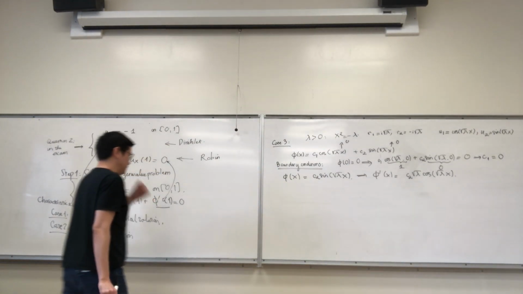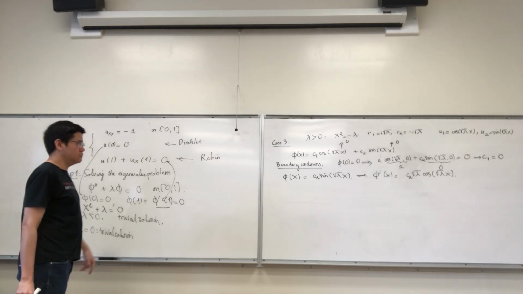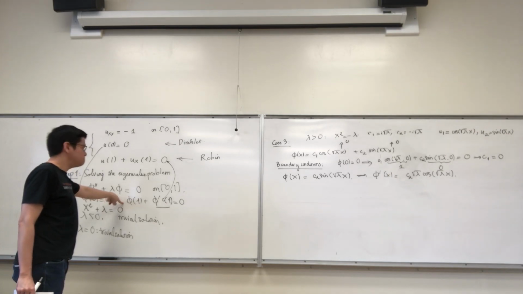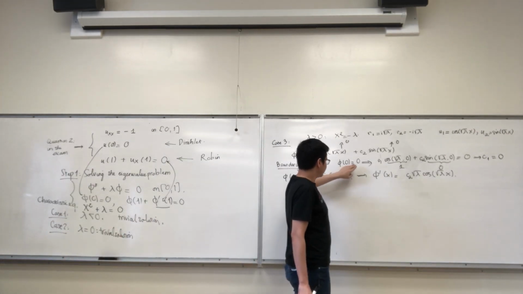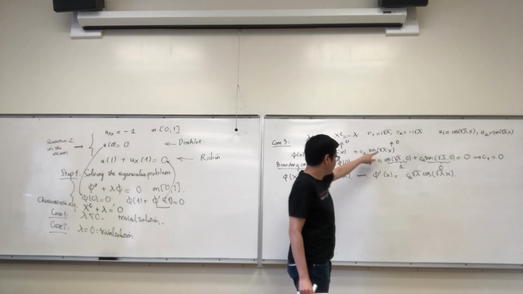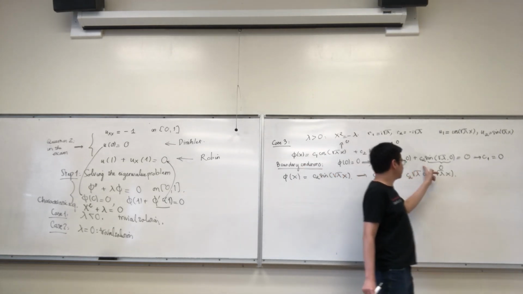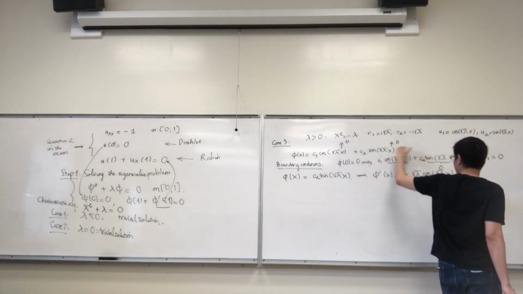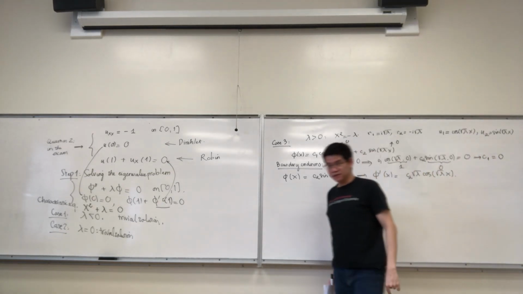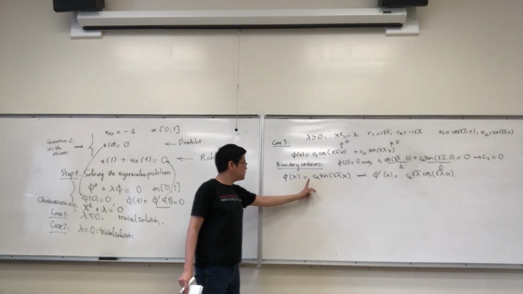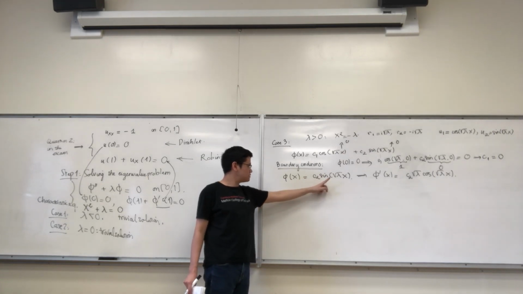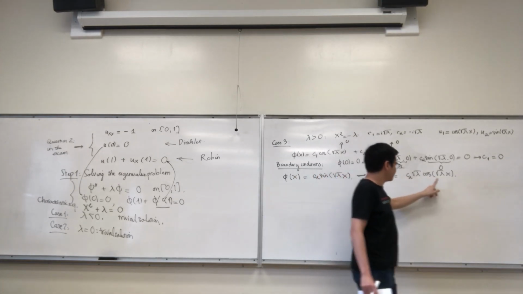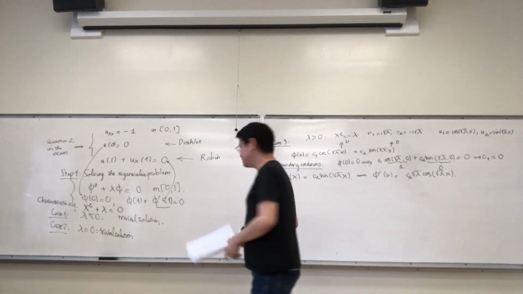So I explain again. You have phi 0 is 0. Because phi 0 is 0, I replace 0 here. I have c1 cosine of 0 plus c2 sine of 0, and this is 0. All right? So this is 0 and this is 1, which means c1 is 0. Because c1 is 0, phi of x will be c2 sine of square root of lambda x, and this means that phi prime is c2 square root of lambda cosine of square root of lambda x. It's clear? All right.